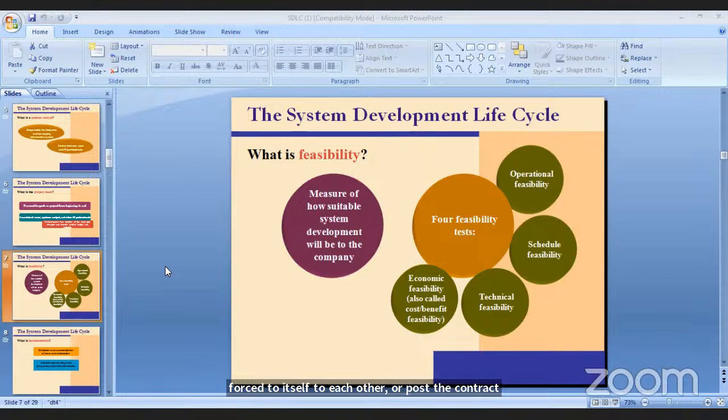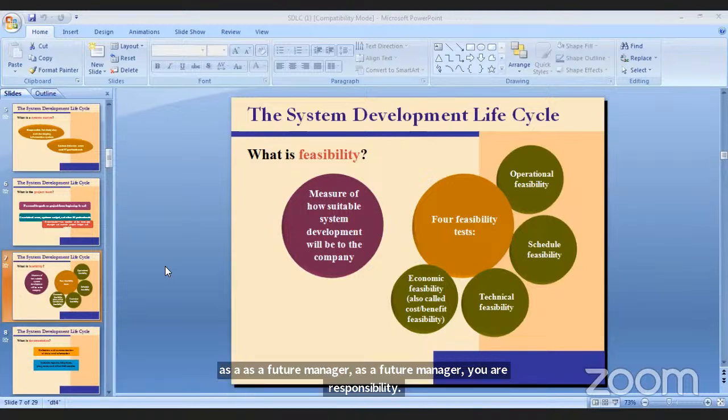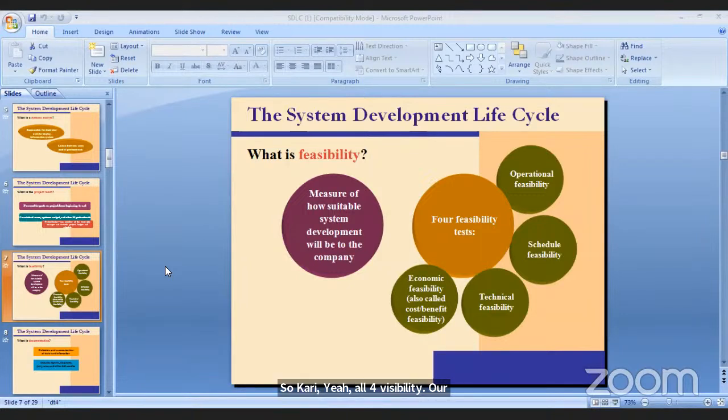So as a future manager, your responsibility is to carry out all four feasibility studies: technical, economical, schedule, operational, and a fifth one, environmental, which has been added with time. Whenever you are working for a private organization, you give priority to the financial or economic feasibility. Whenever you are working in a government organization, you give priority to operational feasibility.